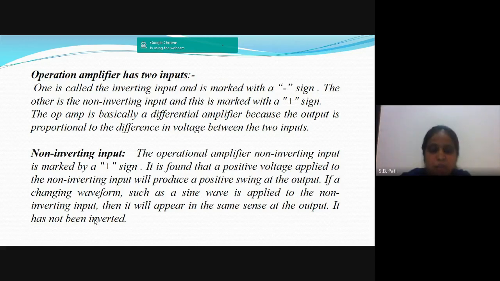If the input voltage of a sine wave is 2 volt, then it appears in the same sense. That means it is not inverted, but it amplifies the signal, that means it amplifies the voltage. If 2 volt is applied at the input, then the output will be amplified, and the output will be 4 volt or 6 volt.